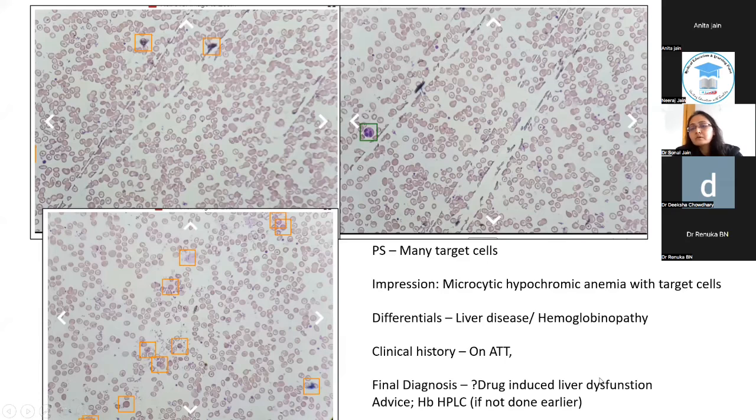So a smear is a window to the systemic functions. It is important to advise HPLC if not done earlier, because this patient is a 28-year-old male and might not have completed his family yet. If it's the same picture in a 50 to 60-year-old male, we do not need to advise anything, because even if we diagnose him as having a hemoglobinopathy, it does not contribute to anything, because he's not going to have children now.